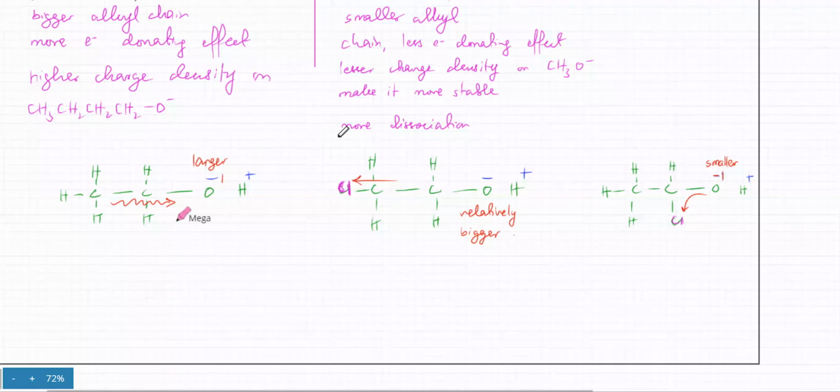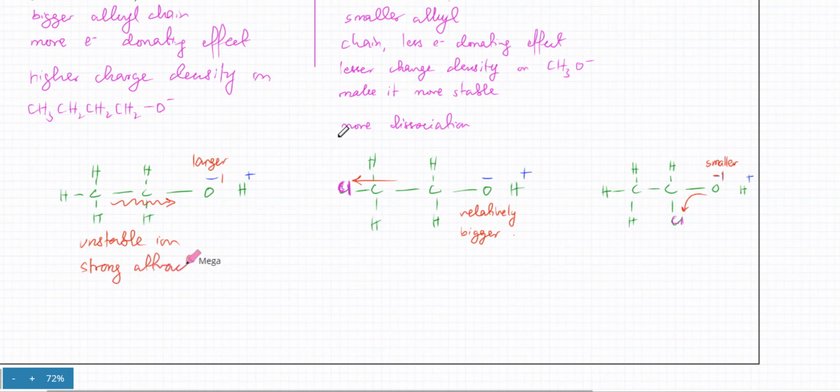So this one is going to be an unstable ion. And it's going to have a strong attraction for H plus 1 ion. So it's going to have a strong attraction for H plus 1, and there's going to be less dissociation.